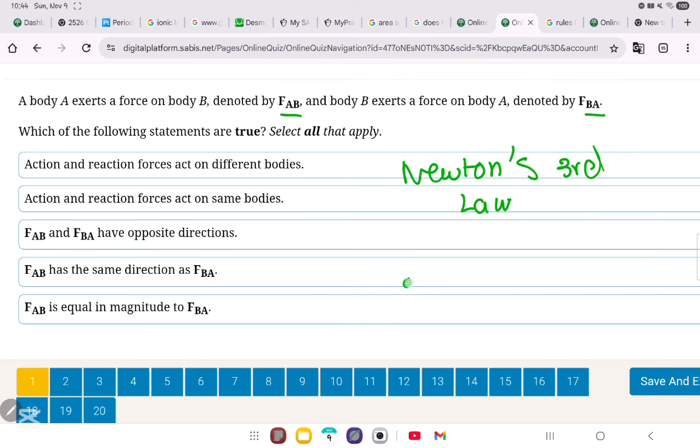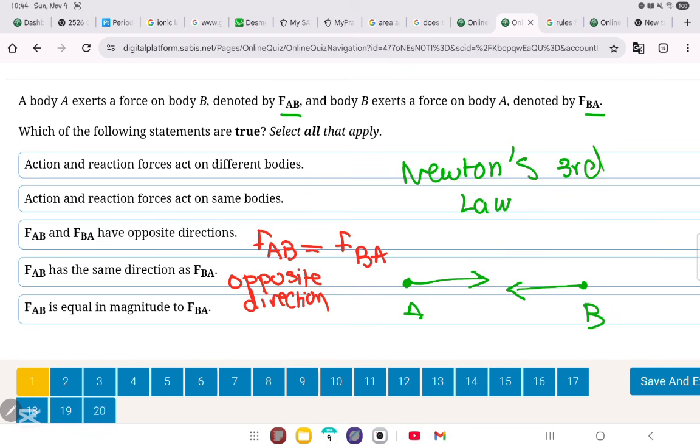So we have a body A and a body B. The body A exerts a force on the body B, and the body B will exert a force on the body A. But what are the conditions of these forces? First thing is that always the force that A exerts on B is equal to the force that B exerts on A. Always. Even though they are equal, they have what? Opposite directions.